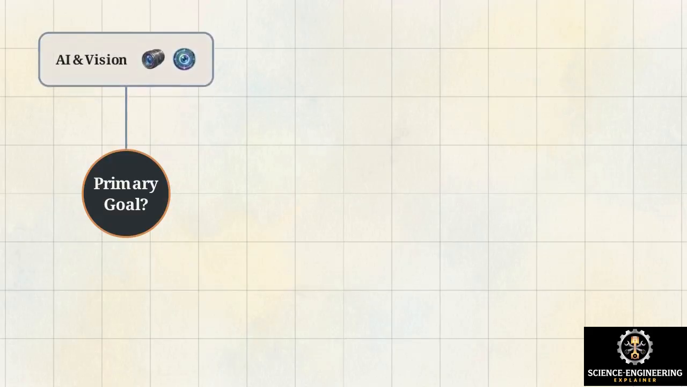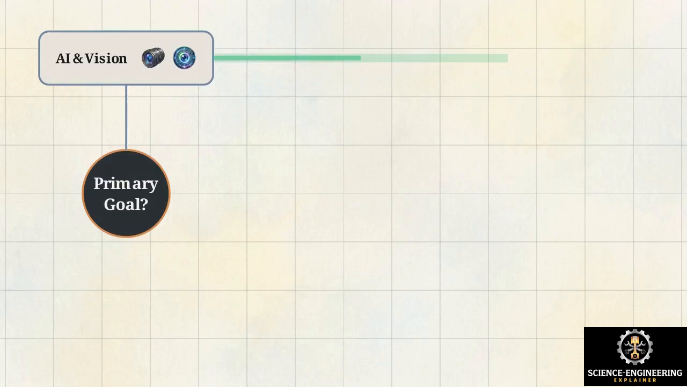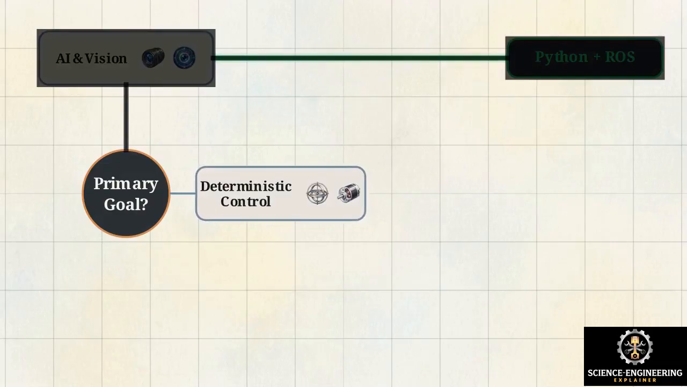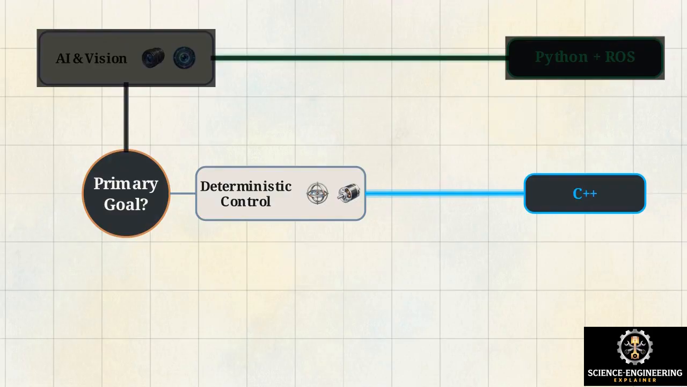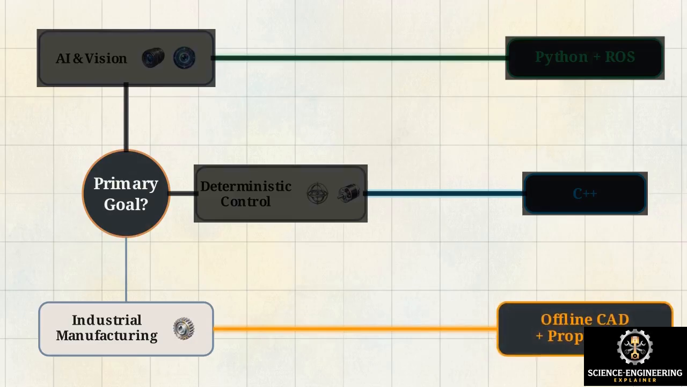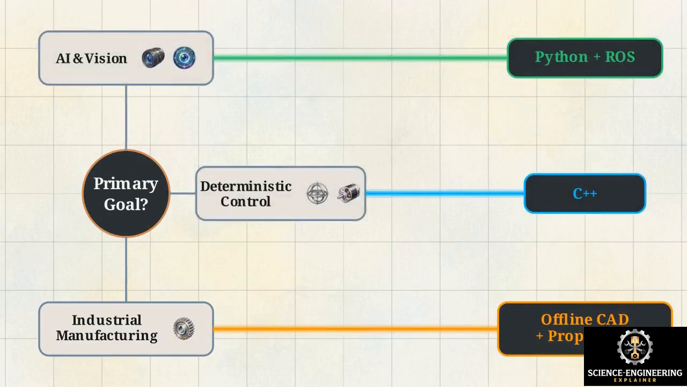If your goal is to make robots smart, processing vision, navigating dynamic rooms, or integrating large language models, your path is Python and ROS. If you want to define exactly how a robot balances, calculating instantaneous motor torques to keep it upright, you need the absolute control of C and C++. If you are automating a factory to maximize uptime and push thousands of parts down an assembly line, you need to learn teach pendants and offline CAD.